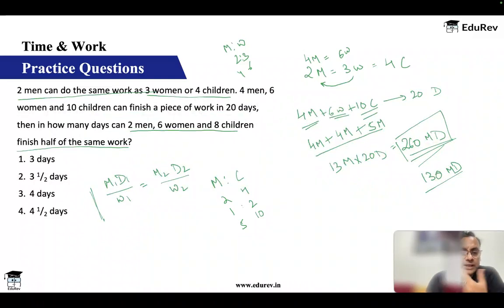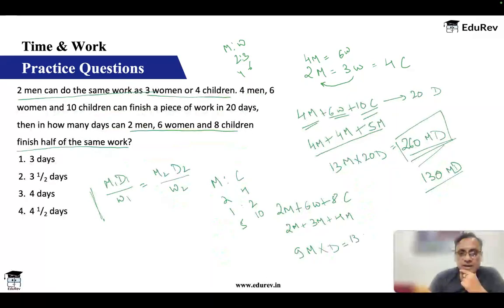Now again, what is the team? I have 2 men plus 6 women plus 8 children. I'll have to convert this again. So 2 men is 2 men, 6 women is 3 men, and 8 children is 4 men. So 2 plus 3 is 5, 5 plus 4 is 9, 9 men I have. Into D number of days, they have to do 130 man days. This is what I'll get.